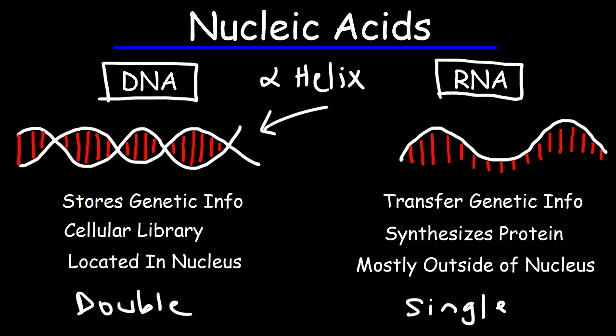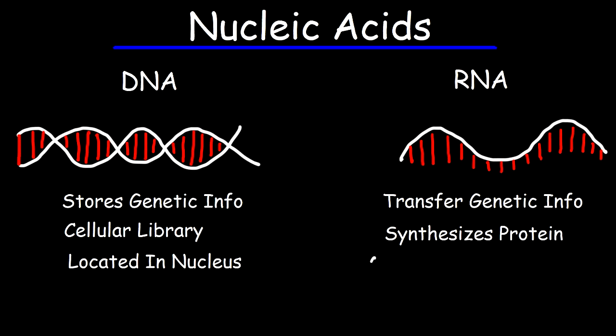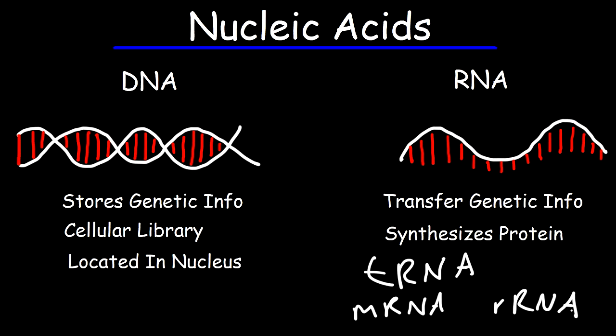There's different types of RNA. You have ribosomal RNA, transfer RNA, and messenger RNA. So if you see tRNA, that's transfer RNA. If you see mRNA, that's messenger RNA. And then rRNA is ribosomal RNA.